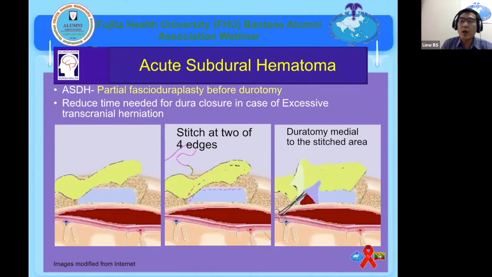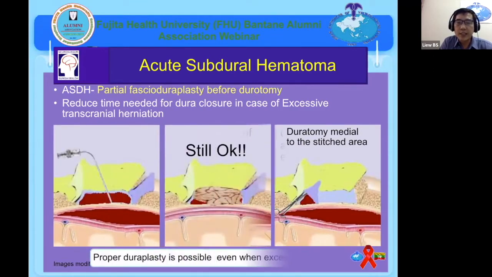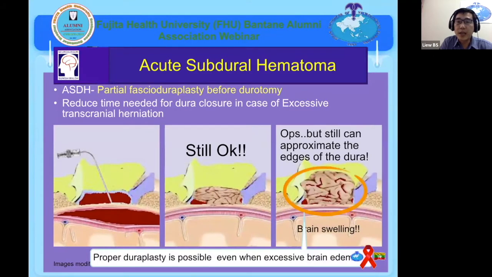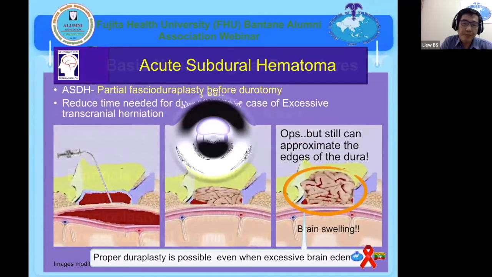So in that case, when I close the dura, I just need to close another two edges. And this gives us a better, more additional dura or fascia to be able to do a proper dura closure.